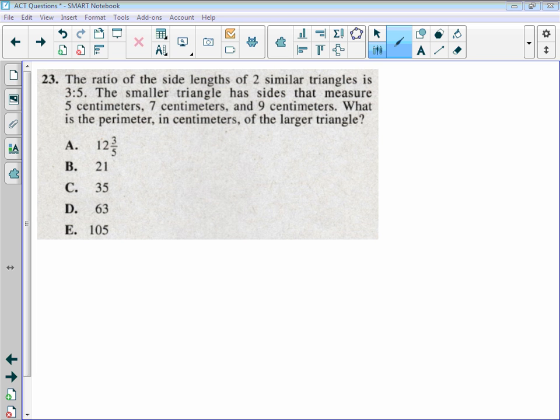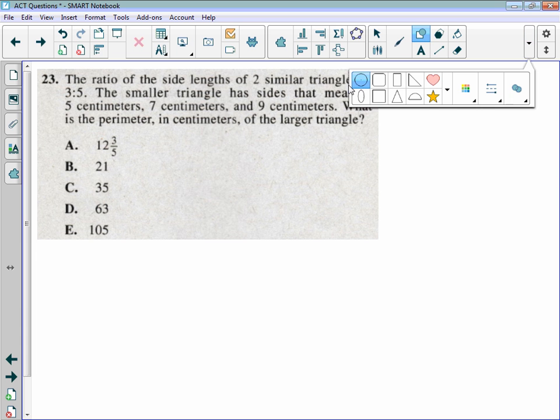Number 23 is talking about the ratio. So we've got the side lengths of two similar triangles. Sometimes it helps to draw a picture, so if you feel like you've got the time to do it, you might as well. They're similar triangles. That doesn't mean they're right triangles. It doesn't mean two sides are the same length.